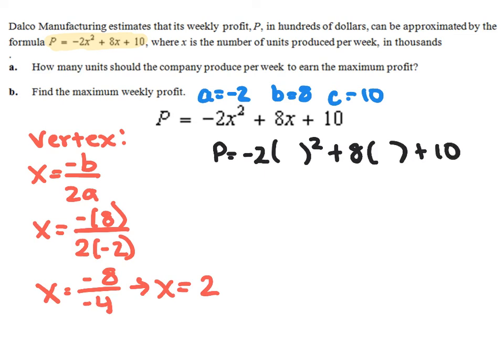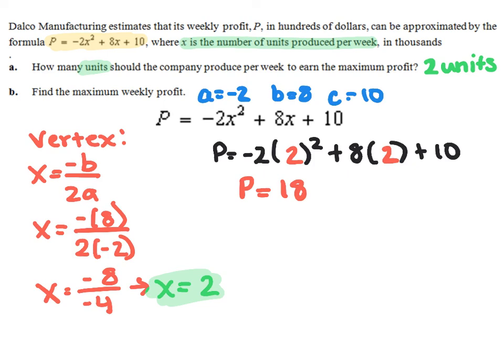So I can substitute the 2 in for x. If you plug that whole thing into your calculator, you'll get that P is equal to 18. Now, to answer the question in context, it says how many units should the company produce per week to earn the maximum profit? And up above, it tells us that x is the number of units produced per week. So below, our answer for x is the final answer. So we should say that it would be 2 units.